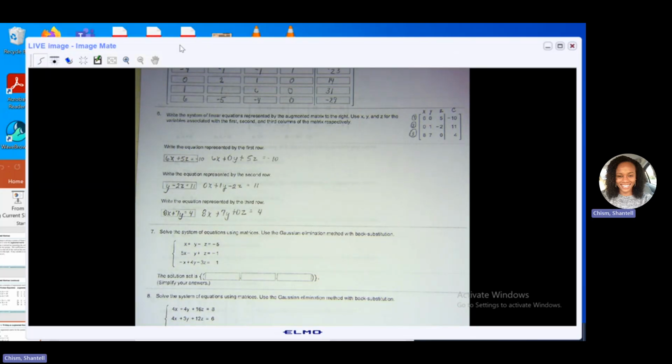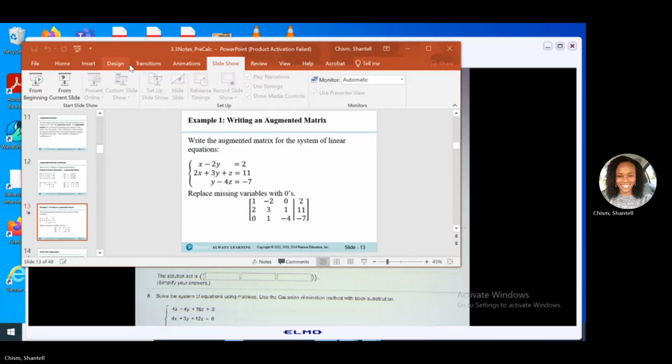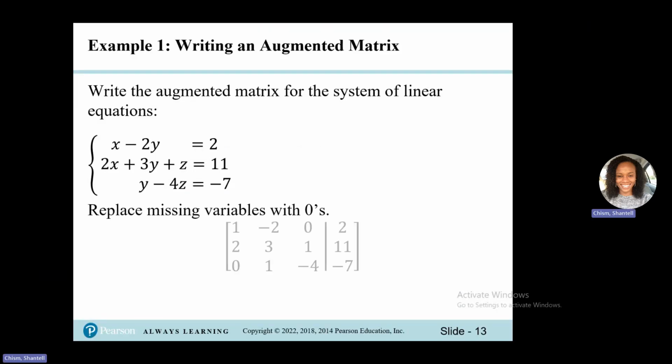Let's go back to the notes here. We'll move on from that one.